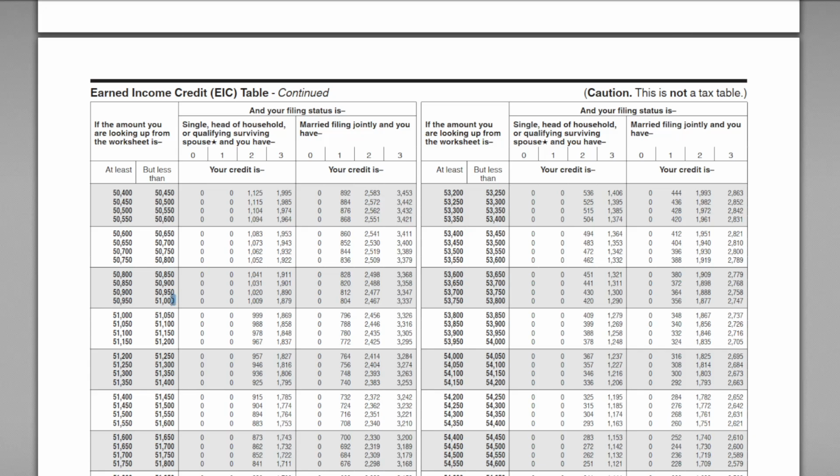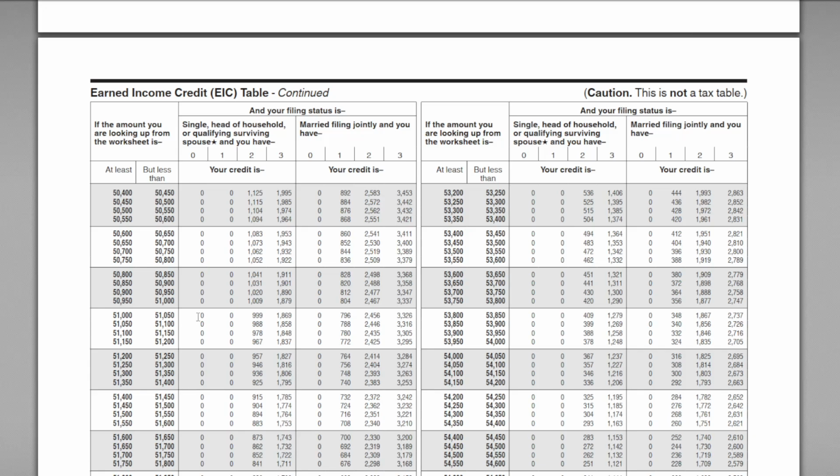Even though you see a 51,000 there, it has to be less. So if you had, what's the math on that? $50,999. That would be within that range. But in our case, we have 51,000 exactly. So we're going to use this line item here. So we've got 51,000 to 51,050.